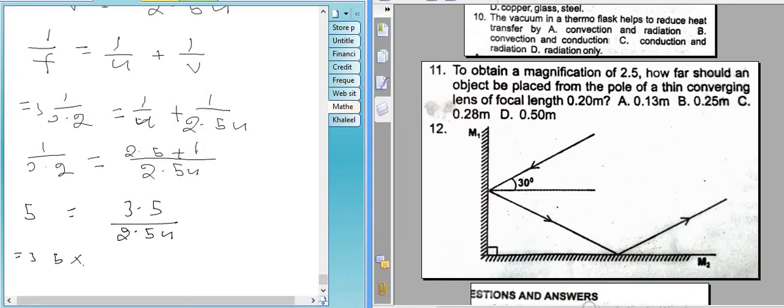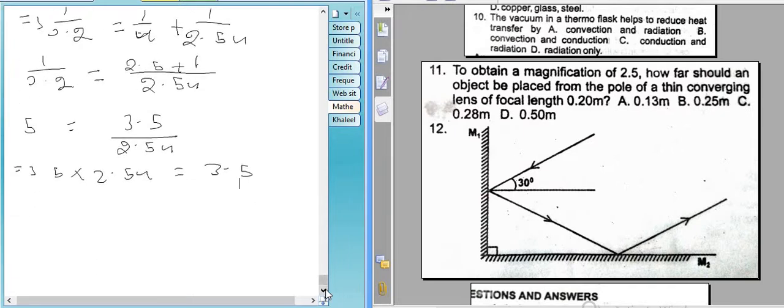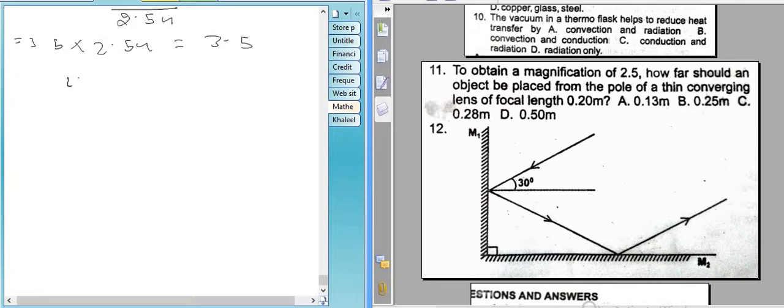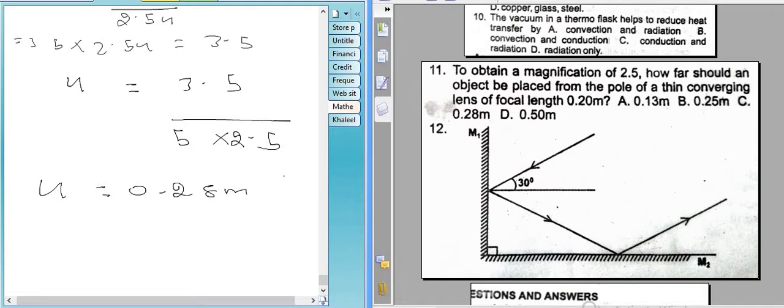Now cross multiply. This means that 5 times 2.5u is equal to 3.5. We are looking for u, so we divide through by the coefficient of u. Therefore, we have 3.5 all over 5 times 2.5. This is equal to 0.28 meter. That is the distance of the object from the lens. Hence the correct option is option C.